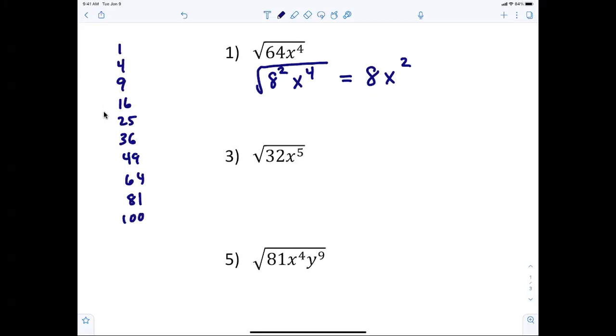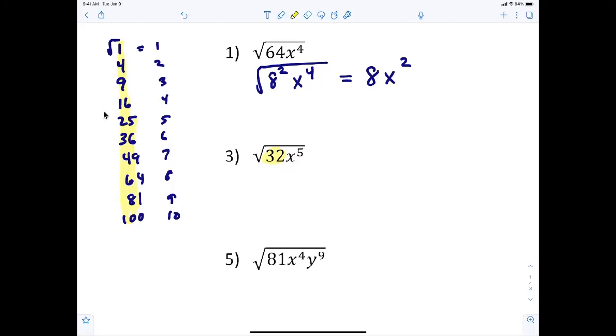Why are those perfect squares? Because if I take the square root of 1, I will get what? 1. Square root of 4 is what? 2, 3, 4, 5, 6, 7, 8, 9, 10, and so on. You are looking for these numbers in this number 32. What perfect square is in 32? 16 is. That is correct.